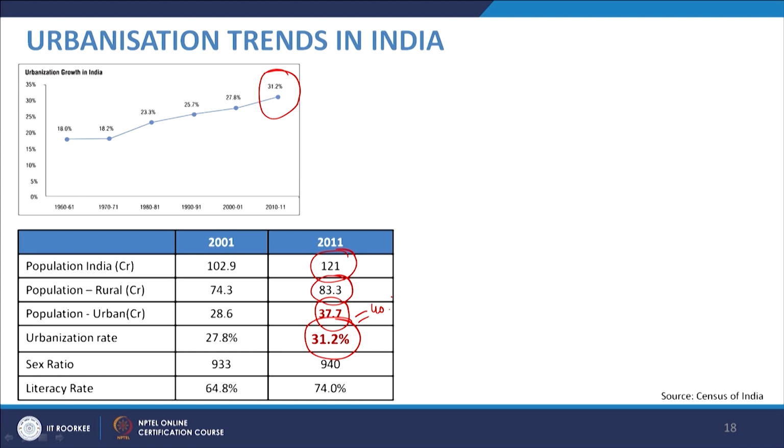And the sex ratios are comparable in urban areas. In 2001 it was 933, in 2011 it is 940. So, sex ratio is basically the number of women for 1000 men. Literacy rate has increased from about 65% to 74%. So, very soon we can hope that the literacy rate could touch about 90% or so.